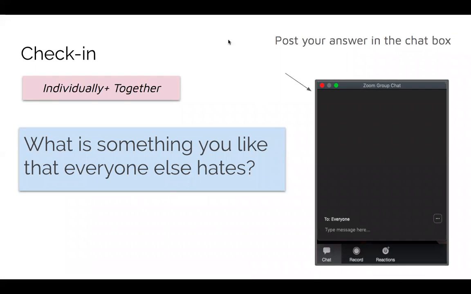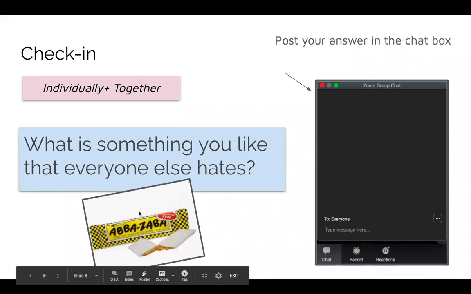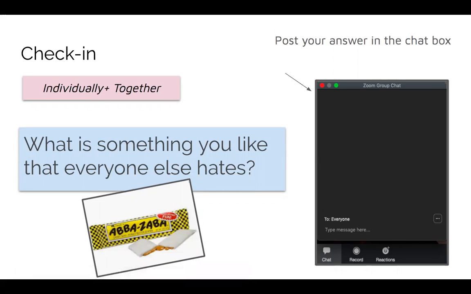For me, it's this. I don't know if you guys can see it, but this candy. It's called Abba Zaba. A lot of people hate it, but I actually really like this candy. It has a vanilla taffy with a peanut butter center. So that's something I like that everybody else kind of hates.